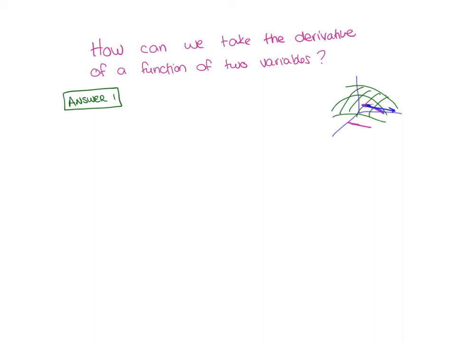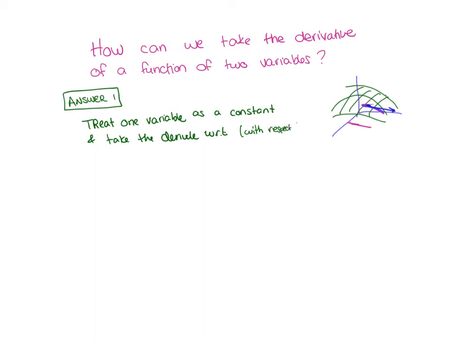So what we're going to do is treat one variable as a constant and take the derivative with respect to, and I'm going to use the abbreviation WRT, with respect to the other.